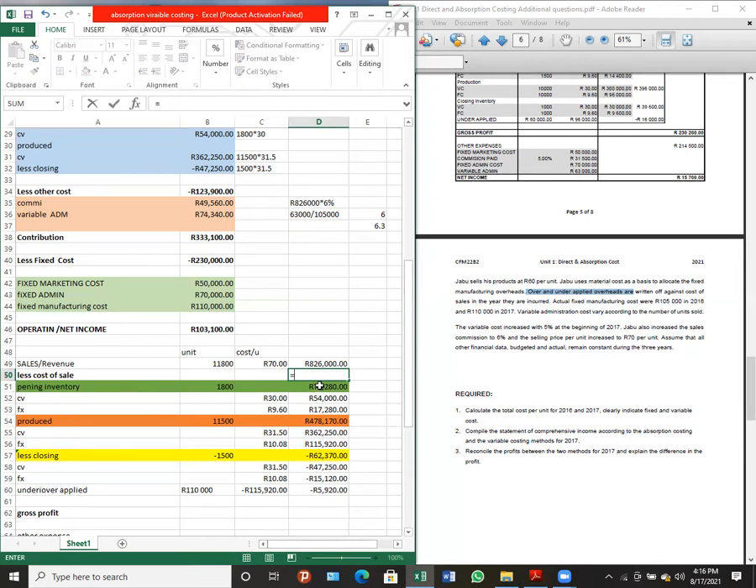To get this one, we're going to take opening plus produced minus closing minus under applied. This amount, guys, 481,160, represents our cost of sale. Are we together?